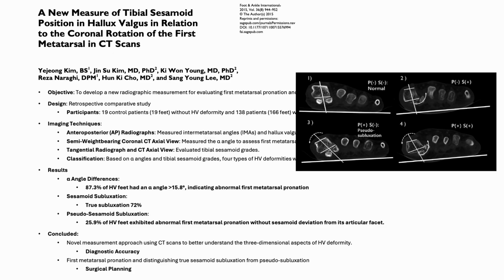They basically said using a CT scan under simulated weight-bearing surfaces will give you better diagnostic accuracy. And then they said if you know whether the first metatarsal is pronating versus subluxation of the sesamoids, or just subluxation of the sesamoids, you might need to do a lateral release. You might need to do a supination of the first metatarsal to get the correction. So it helps you in surgical planning.